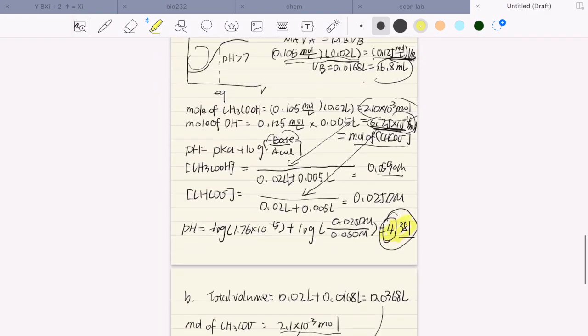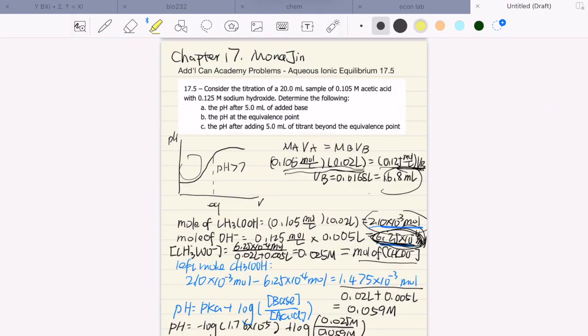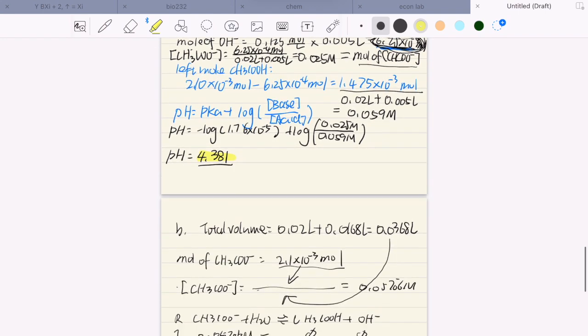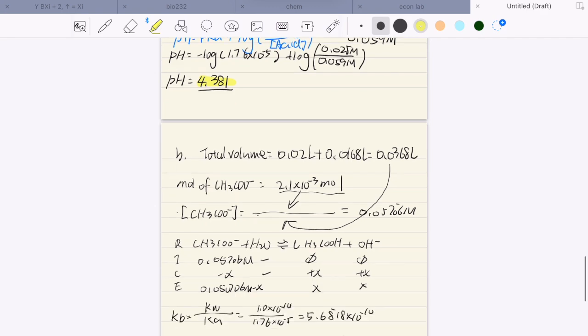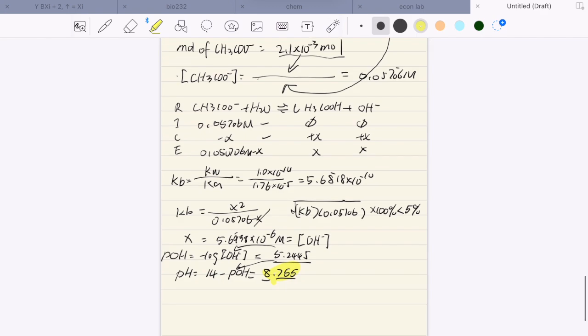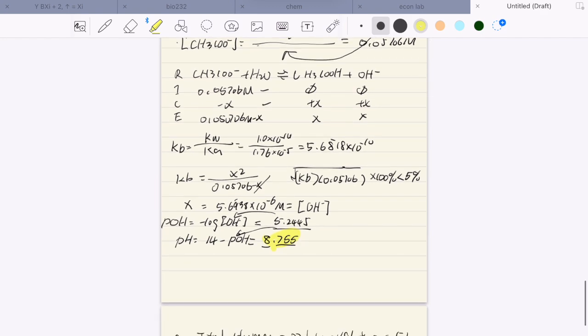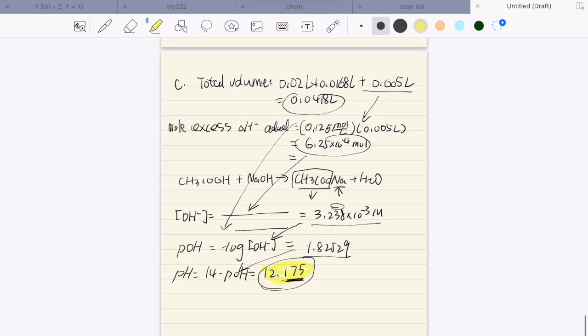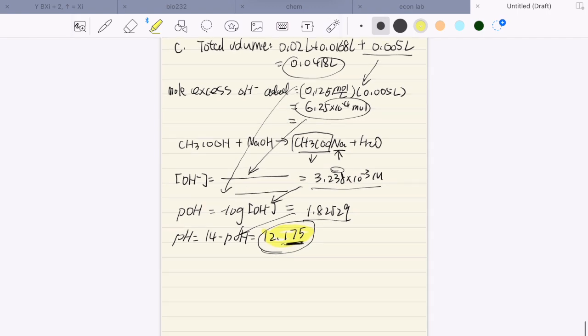So to sum up, we first need to get the added base, the concentration of it, and calculate the moles of the acid left. And then we can get the pH by using the Henderson-Hasselbalch equation. And for the second question, we need to calculate the remaining amount of conjugate base, and then use an ICE table to calculate OH and get pH. And for the last question, we need to calculate the excess base added, and based on that, we can calculate pOH and get pH.